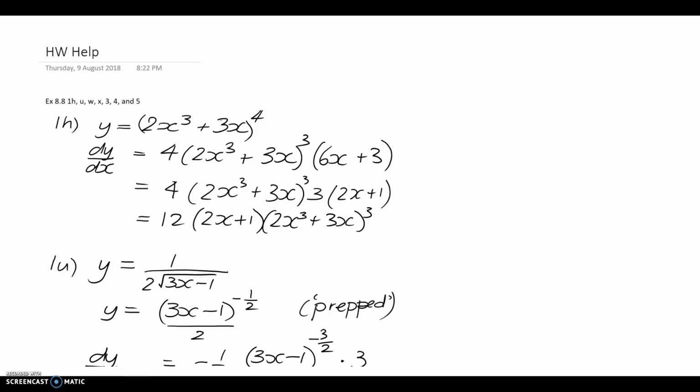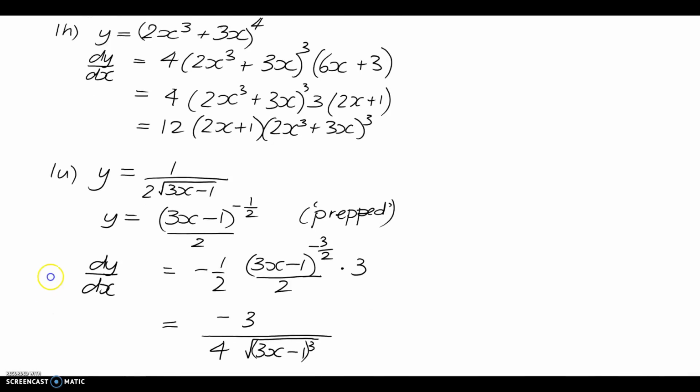It's function of a function. We bring the 4 down the front. We lower the power by 3 and then we times by the derivative of what's inside the bracket. Then I notice I can factorise the 6x plus 3 by pulling a 3 out. That 3 can combine with the 4 out the front and become 12. And that's how you get that answer.